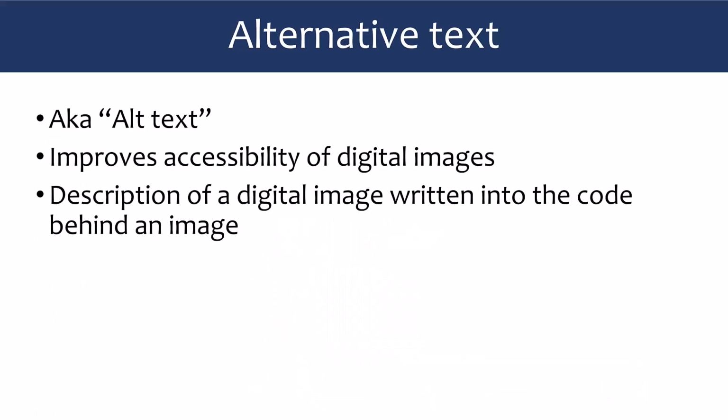Alternative text, or alt text, is one of the most basic and helpful ways to improve accessibility of digital images. It is a description of a digital image written into the code behind an image and is read aloud to blind individuals using screen reader software to provide information on what the image is all about. Excel will usually generate alt text for you when you insert an image.